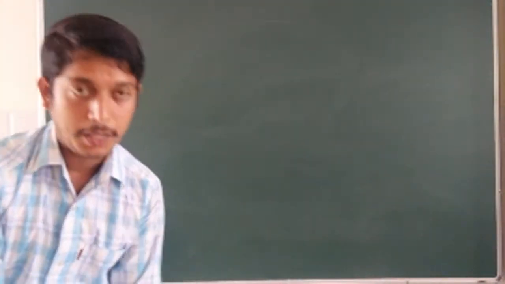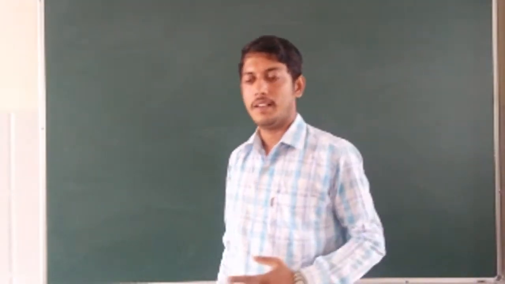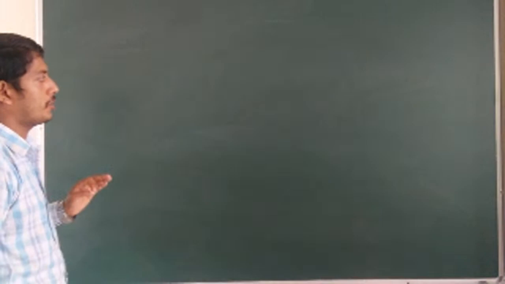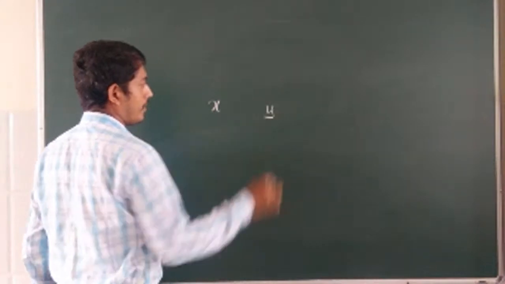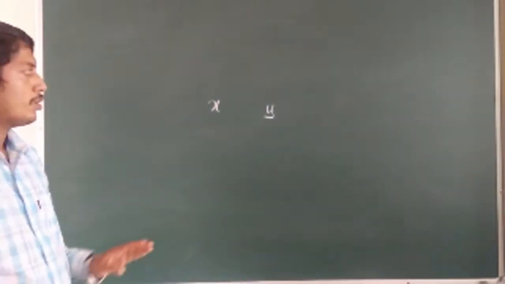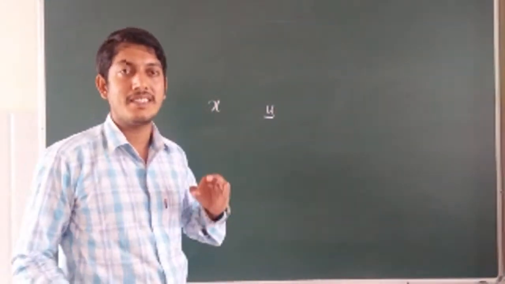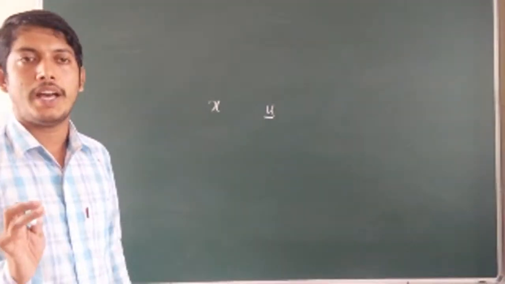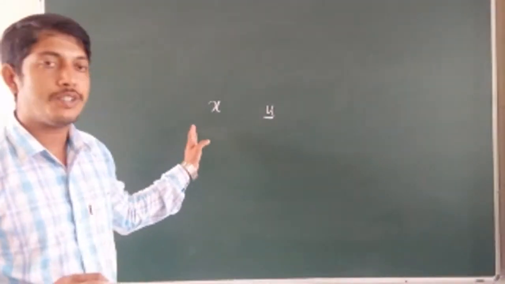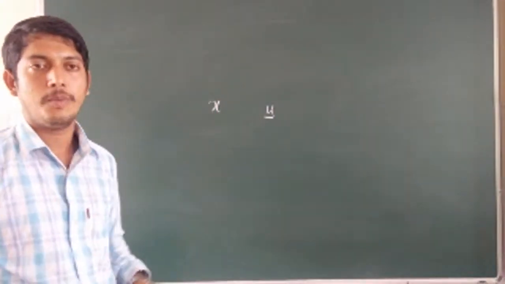The next one is the multiplication process. How to multiply monomial into monomial, monomial into binomial and binomial into binomial. I will give one small introduction about this. If you consider x and y and you want to multiply them, here x is a single term. In an algebraic expression, if it contains a single term, it is called a monomial. And the second expression also has a single term. That's why it is a multiplication of monomial and monomial.